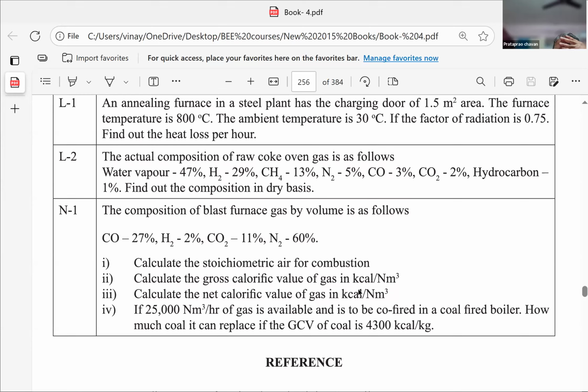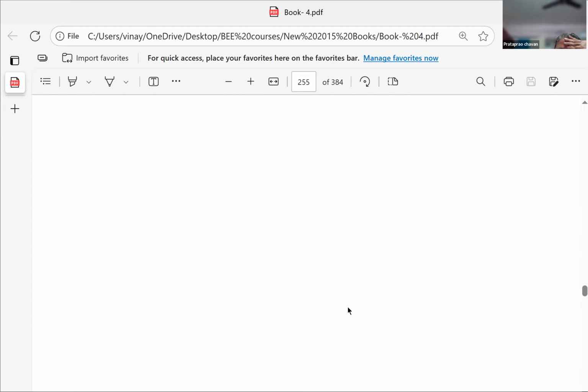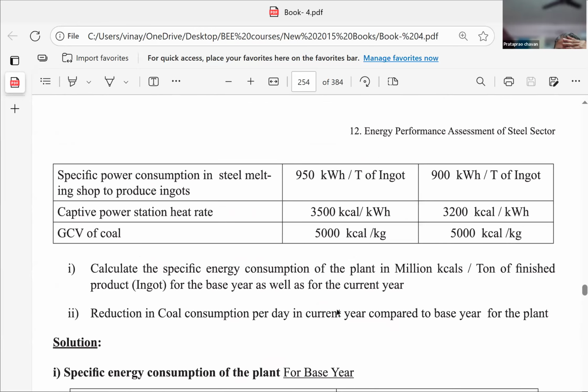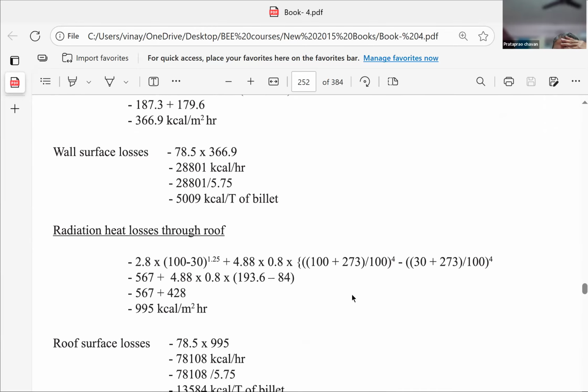Calculate the gross calorific value of the gas in kilocalories per Nm cube. How will you calculate? Whole thing is depending on formula and these are given. So this entire question is on book 2, chapter 1. Right? You can refer and solve this question. So I have given you at least the ideas how to approach the problems.